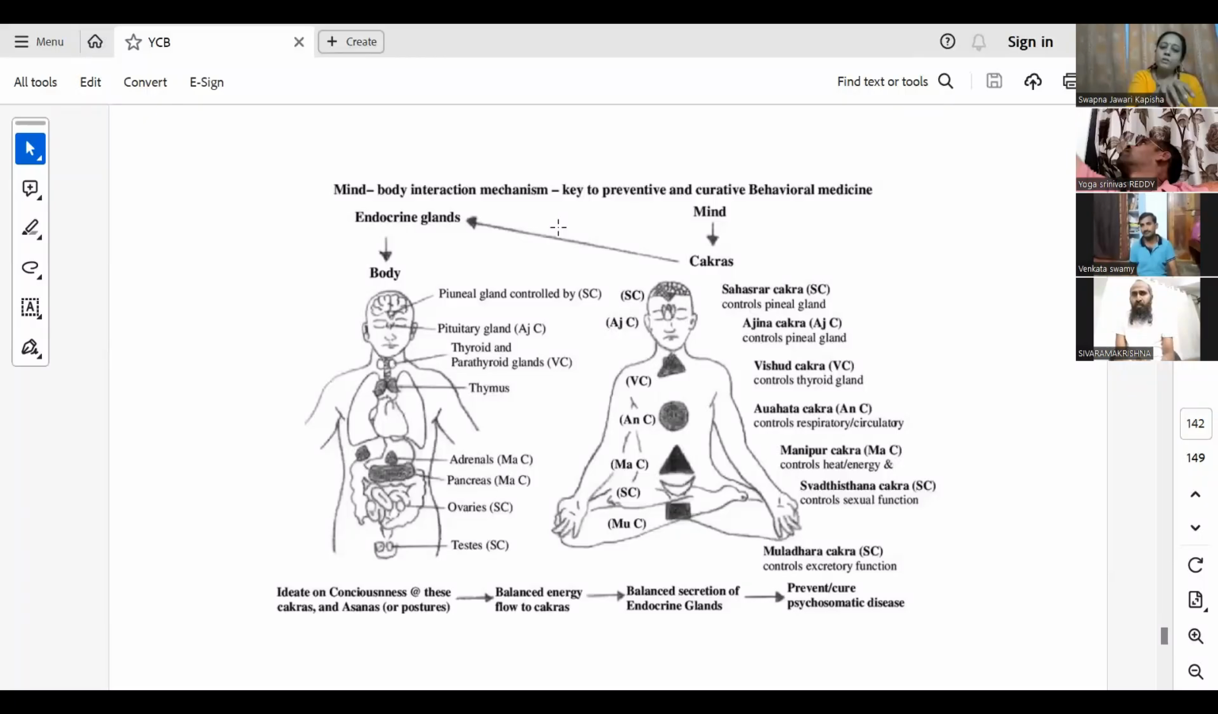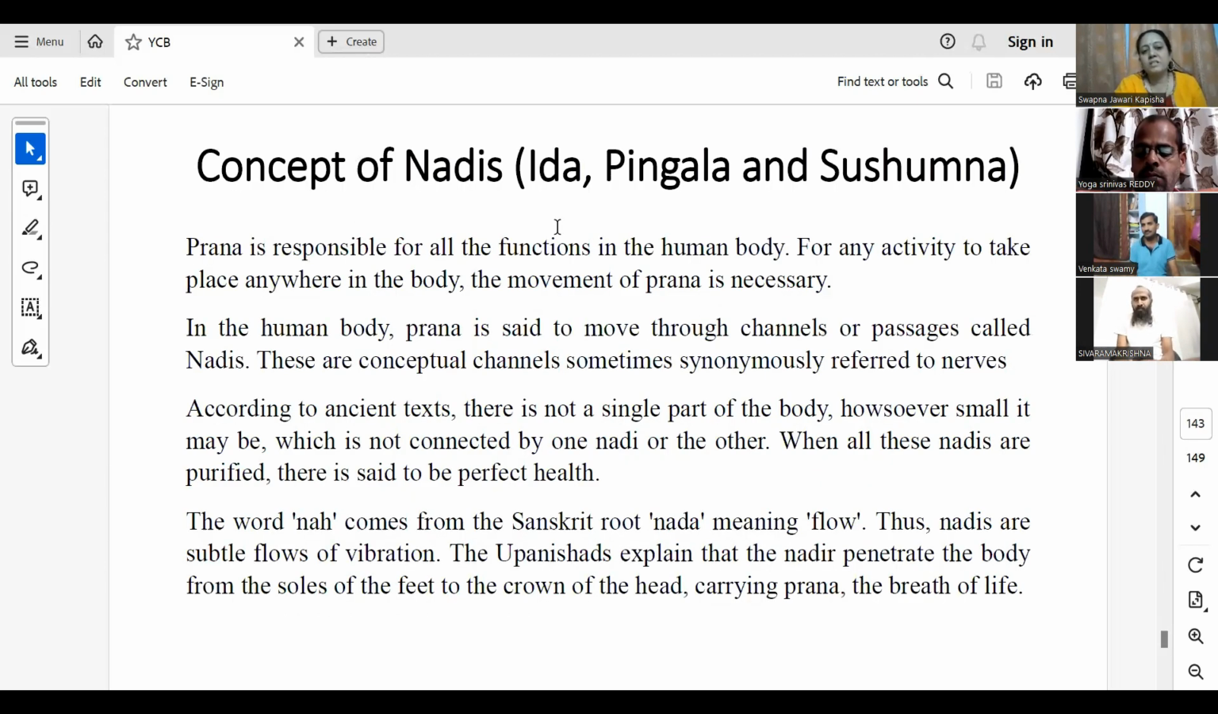Today we are discussing the next concept in our YCB session, that is the Ashta Chakras. Next we are moving to the Nadis. So what is the basis of the chakra system?